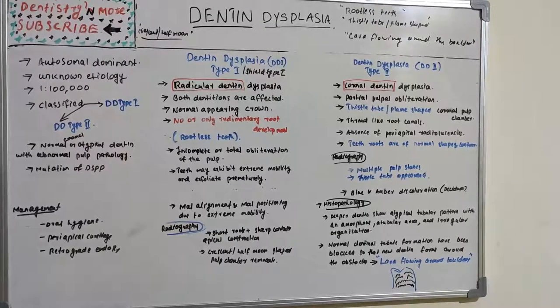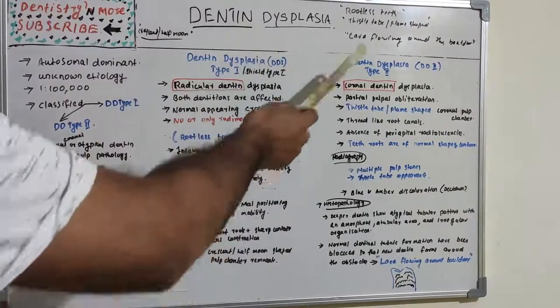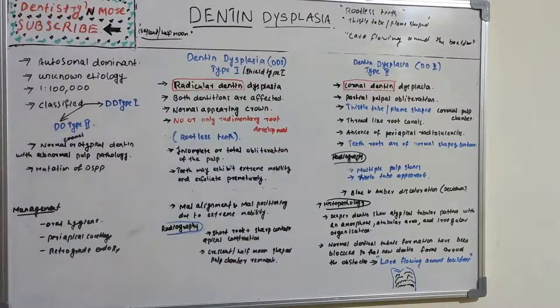Basically it has two types: type 1 or Shield type 1, and type 2 or Shield type 2. That is dentine dysplasia type 1 and dentine dysplasia type 2. Dentine dysplasia type 1 is radicular dentine dysplasia. We know there are coronal dentine and radicular dentine, so this affects the radicular dentine.